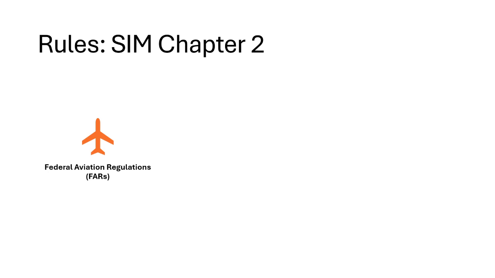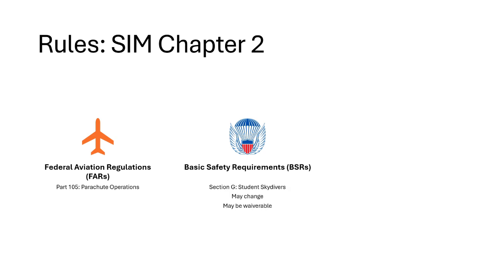There are a few parts in here that do pertain to skydiving operations, but as a coach, you really should be familiar with Part 105 in particular, that talks about parachute operations. Next up, we have from USPA our BSRs, or Basic Safety Requirements. These are going to be things such as what the ground winds can be for students, what equipment they need to wear, things like that.